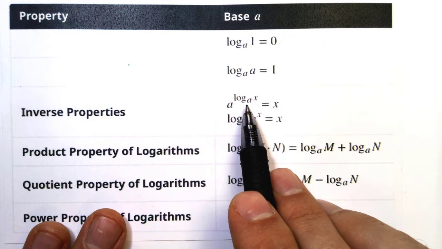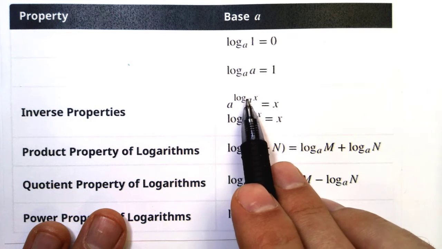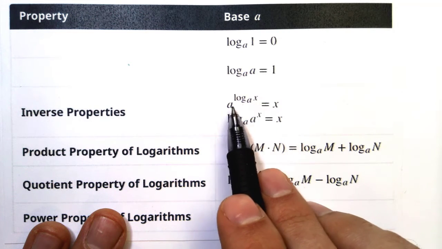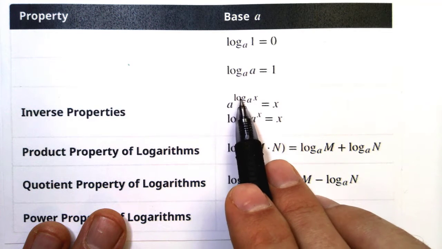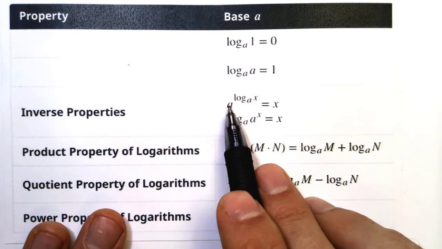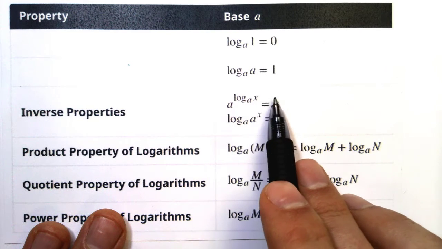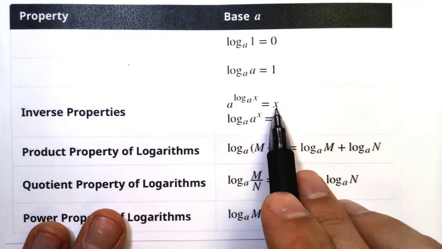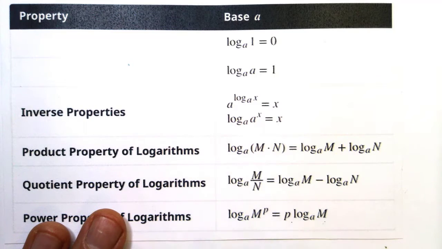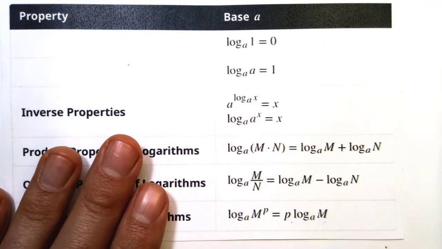Notice it says that if you have the log of some base applied to something, and you put that as an exponent on the same base, notice these bases have to match, then what you get is just what's inside of the log. So you can get rid of the log this way. And so this is the property that we're going to apply.